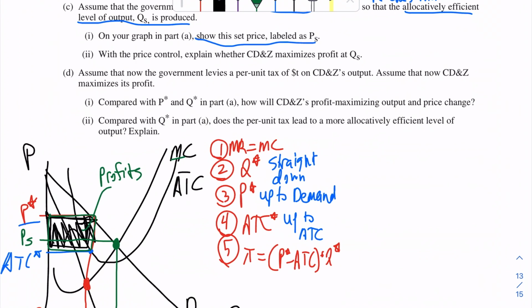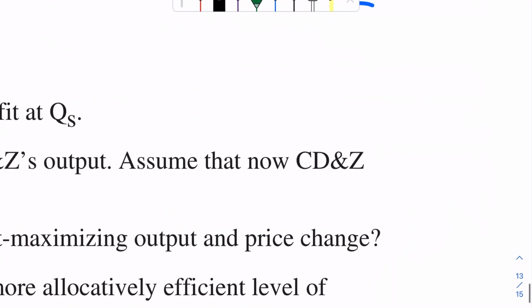With the price control, explain whether CD and Z maximizes profits. So your first instinct is to say no. And the reason you would say no is because that's not where marginal revenue is. And you would be correct. However, because the government says this is the price, is this a price maker? Is your monopoly a price maker? No, because the government is telling you what the price should be. So guess what? They are a price taker. And when you're a price taker, guess what? Your price is your marginal revenue.